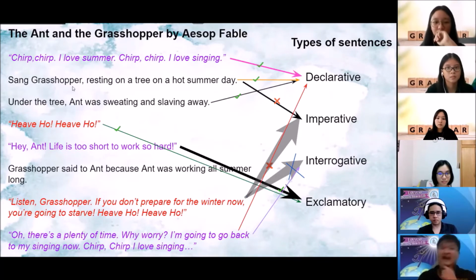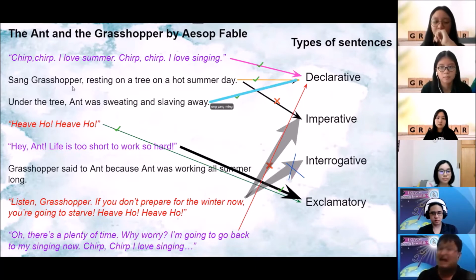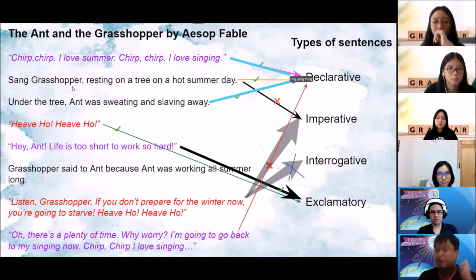Just to fine-tune Jason's answer further, yes, it's a question mark, but that's a rhetorical question. And rhetorical questions were asked not because you want to ask something, but to prove your point or to prove a statement. Therefore, it is still declarative.